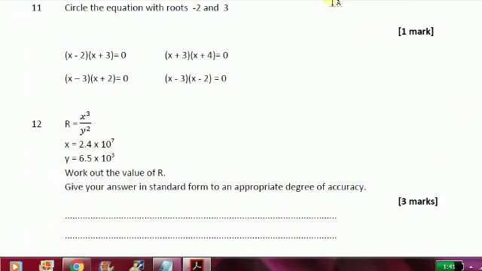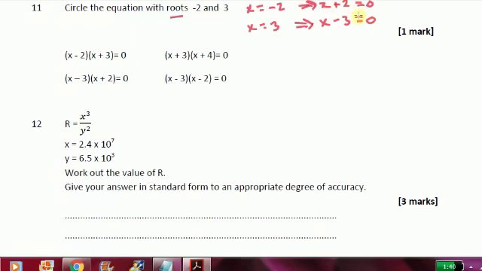Question 11. Circle the equation with roots of -2 and 3. Root means x is equal to -2 or x is equal to 3. Now if x equals -2, another way of writing that is to say that x plus 2 equals 0. And the second one, x minus 3 equals 0. That's just different ways of saying the same thing.